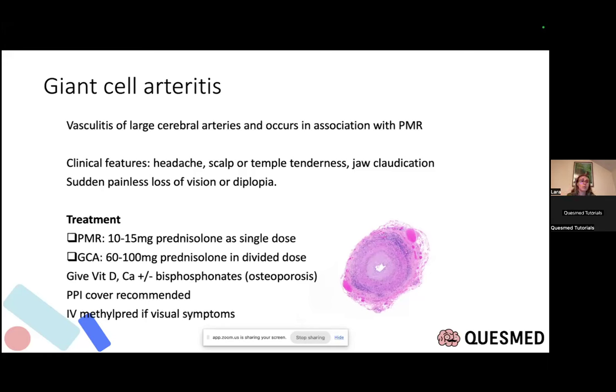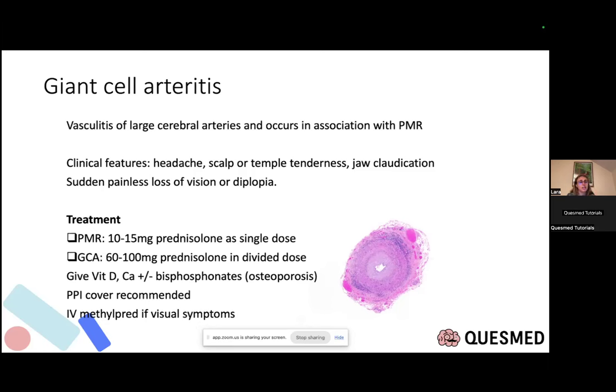And then what's really important is when you get the sudden painless loss of vision or diplopia, the ocular involvement means that this is a sight-threatening emergency. And that's why you need to have an urgent ophthal referral, urgent ophthal review and steroids. Basically, the way that we know that it's GCA or PMR is if you give them steroids, all of their symptoms go away. PMR, you can give much lower doses rather than GCA.